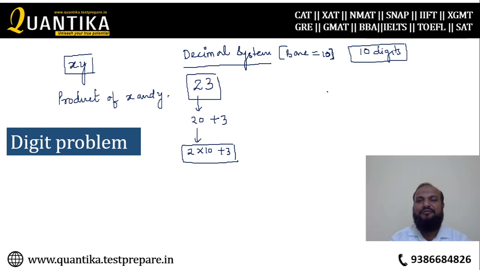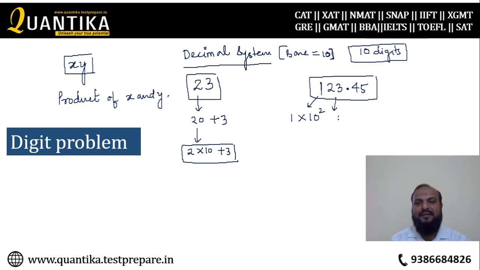For example, if you write 123.45, this 1 will be multiplied by 10 to the power 2, and this 2 will be multiplied by 10 to the power 1. This 3 will be multiplied by 10 to the power 0. The 4 will be multiplied by 10 to the power minus 1. 5 will be multiplied by 10 to the power minus 2.